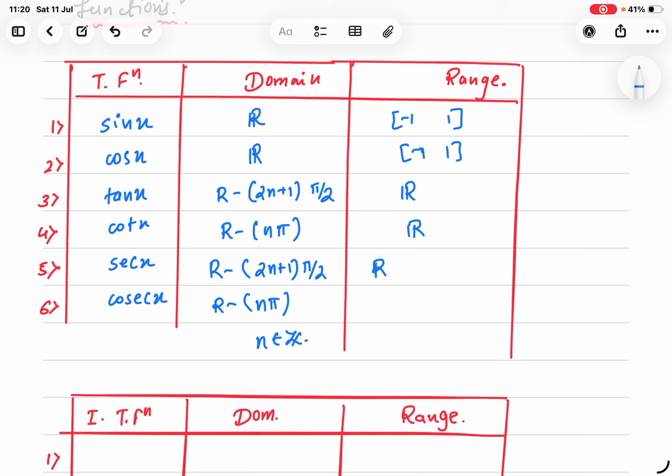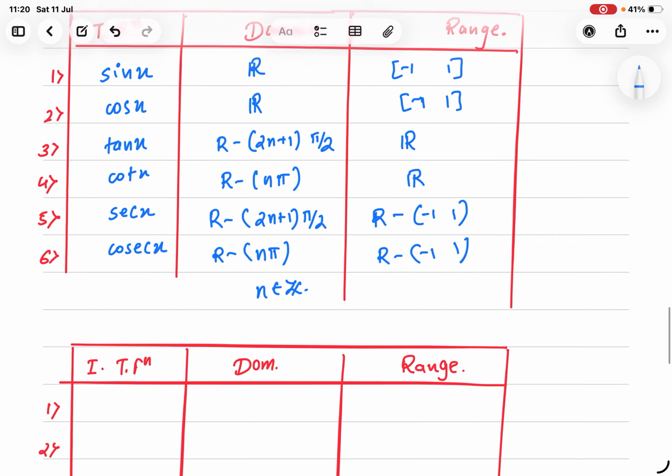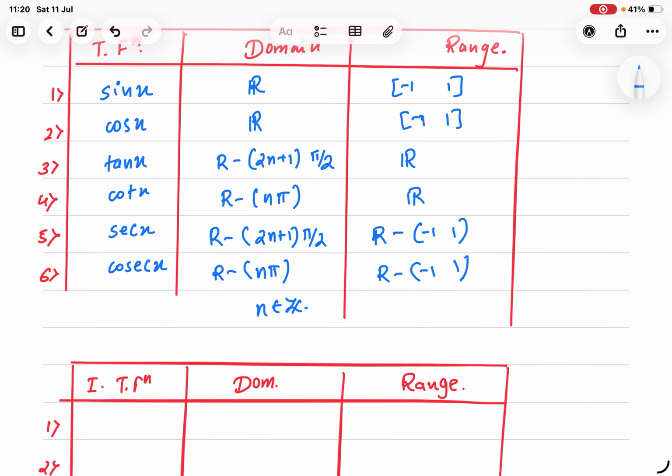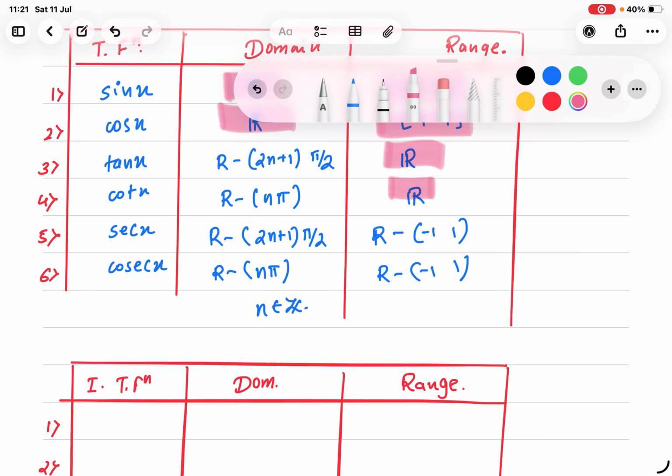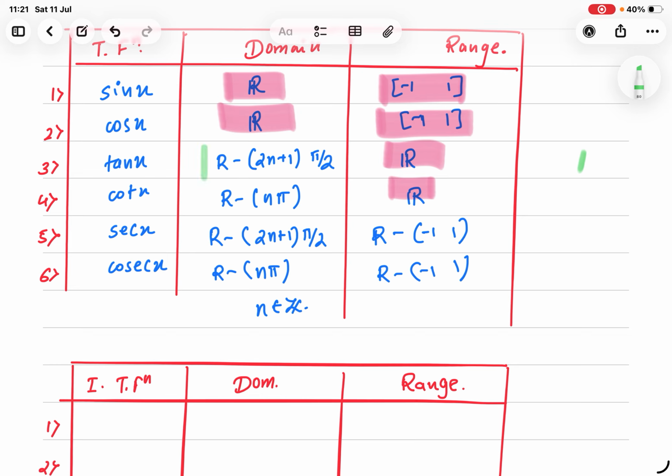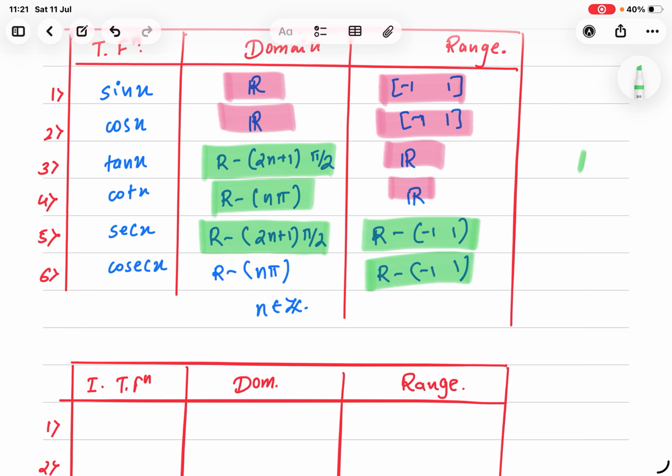And the range means it is defined everywhere, but not between minus 1 and 1. This is the domain and range of the trigonometric functions. And the same thing you can remember here. Whatever the values are there, here R, and minus 1 to 1, these are the same. And again you can remember R minus (2n plus 1) pi by 2, and R minus n pi, and here also the same.